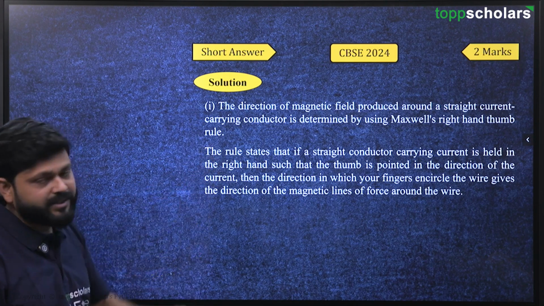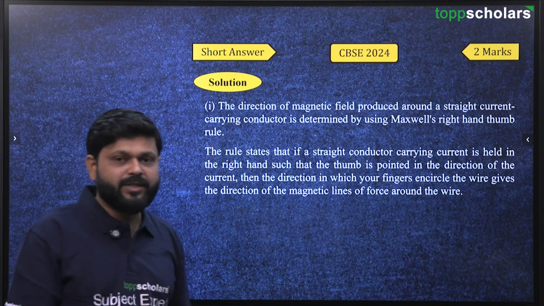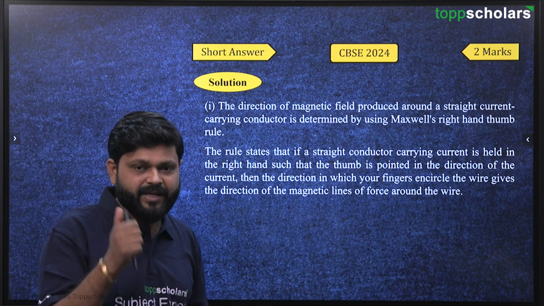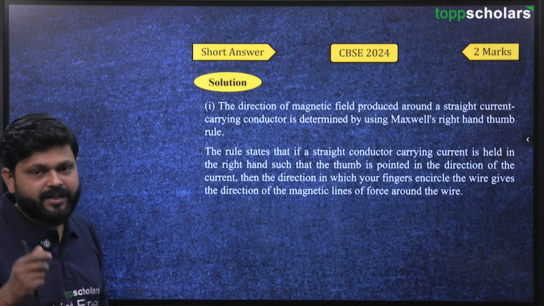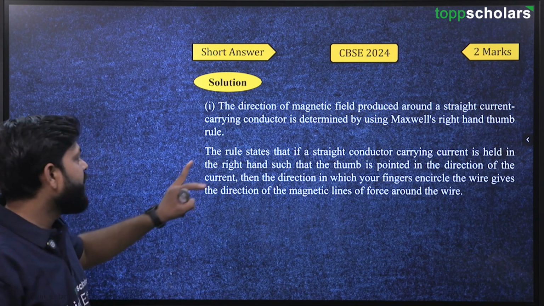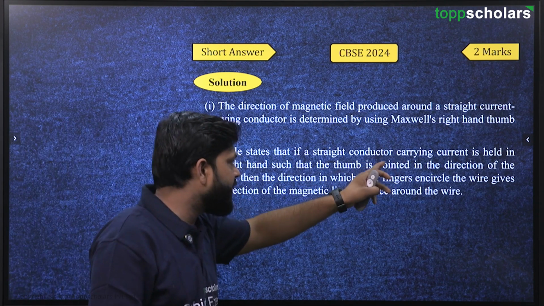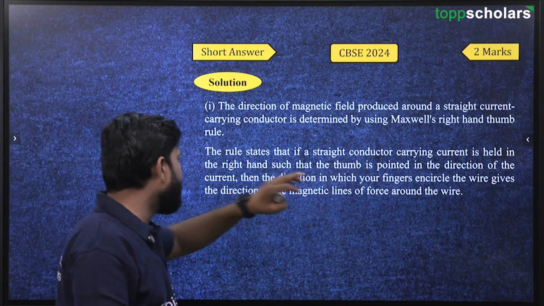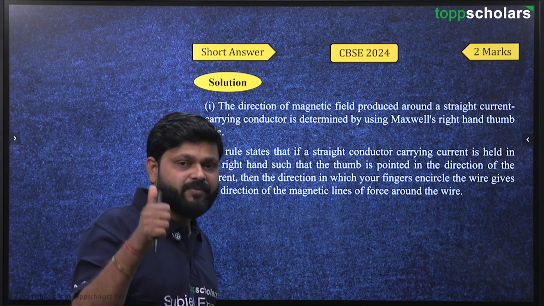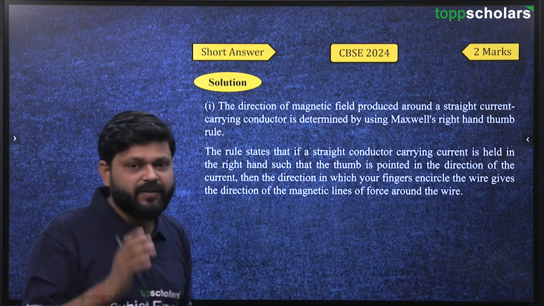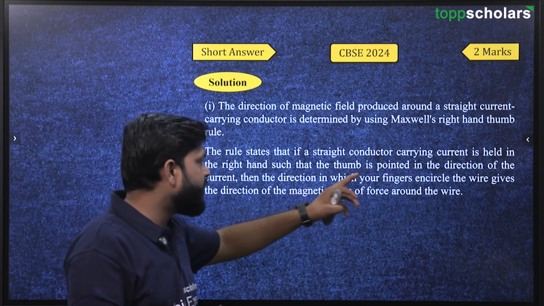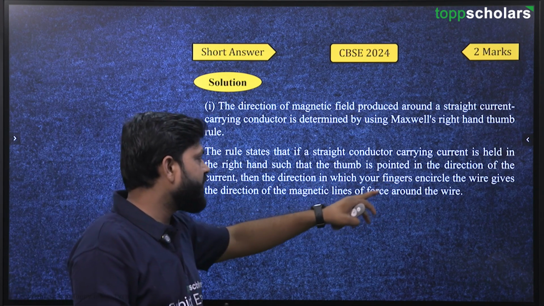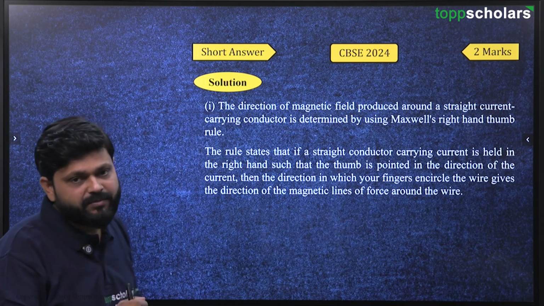What is the rule? If we are holding a straight current carrying conductor in our right hand, then the thumb will show one thing and the curling fingers will show another, that we are going to see here. The rule states that if a straight conductor carrying current is held in the right hand such that the thumb is pointing in the direction of current, then the curling fingers will show the direction of the magnetic field. The direction in which your fingers encircle the wire is the direction of the magnetic field lines of force around the wire.